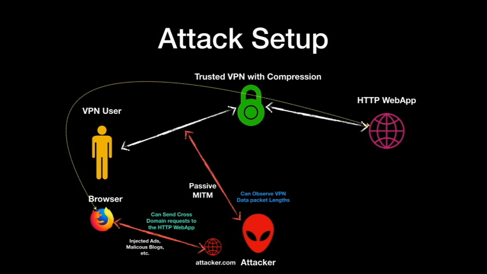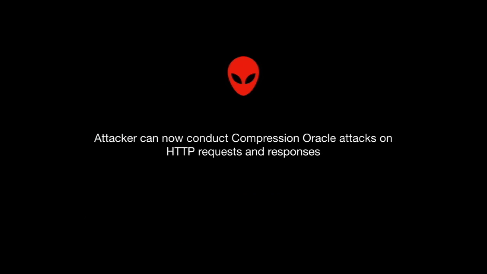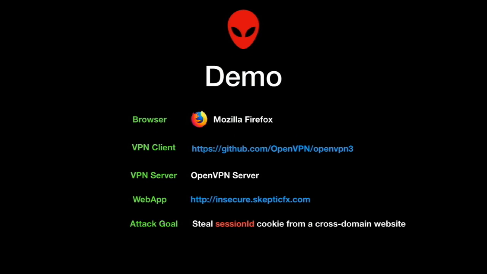So the first part is obvious. With the MITM, I, the attacker, can observe the length. And the second part is where I send cross-domain requests on behalf of the user from my website, right? So which effectively means the attacker can now conduct compression oracle attacks on HTTP requests and responses. Let's try and see this in a quick demo.